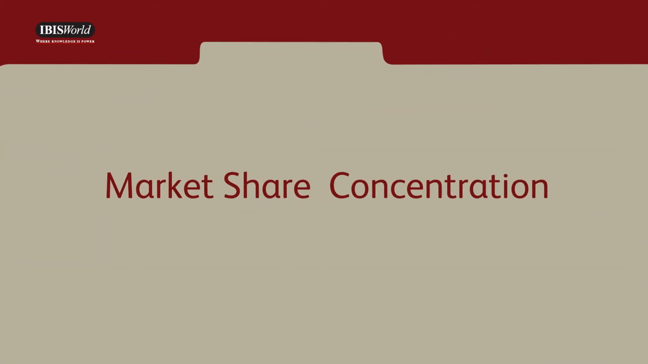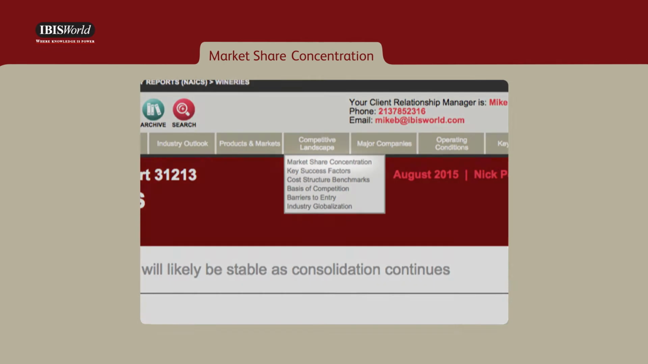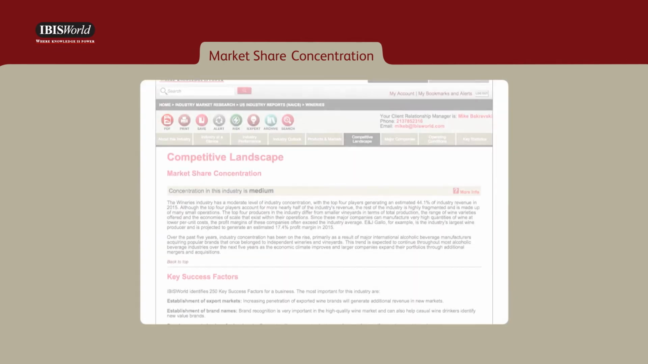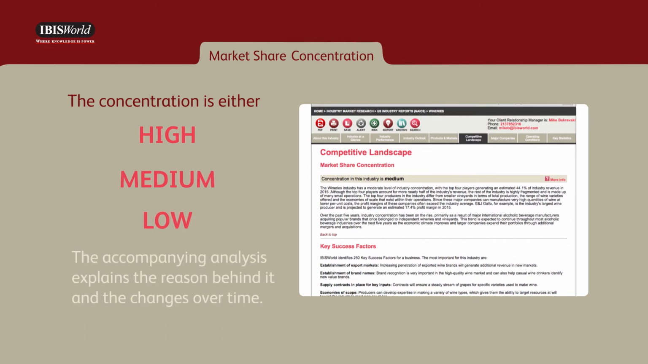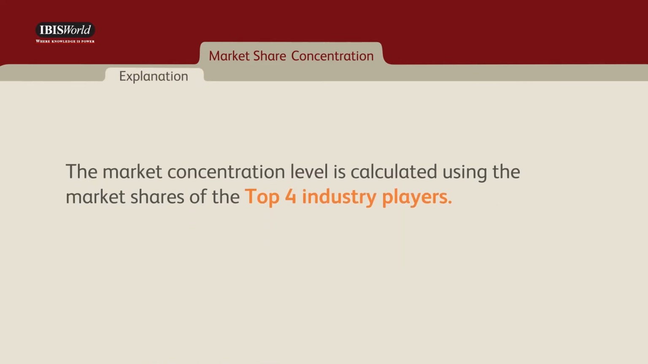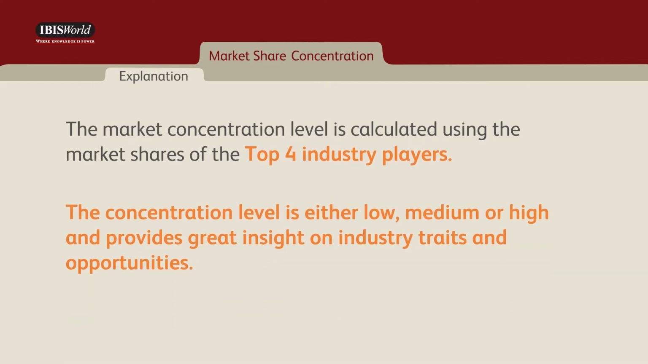Market share concentration. This section provides the dominance level of the top players within an industry. The concentration is either high, medium, or low, and the accompanying analysis explains the reason behind it and the changes over time. The market concentration level is calculated using the market shares of the top 4 industry players. The concentration level is either low, medium, or high and provides great insight on the industry traits and opportunities.